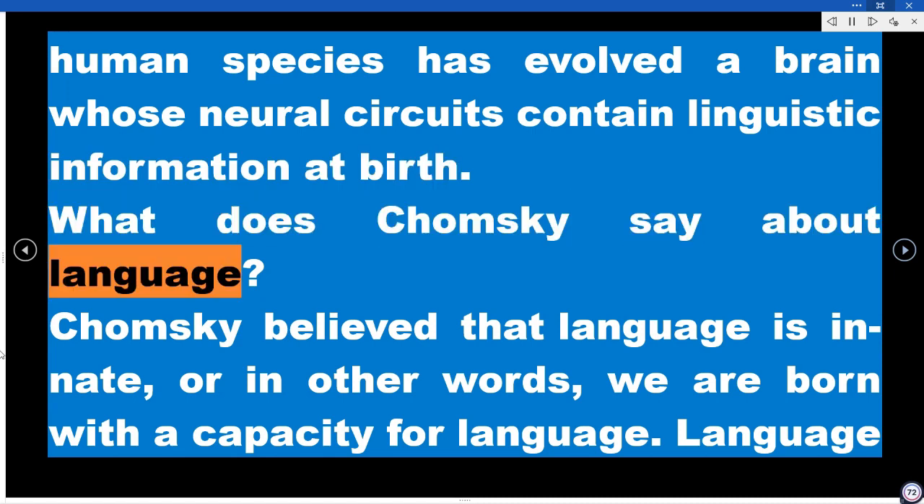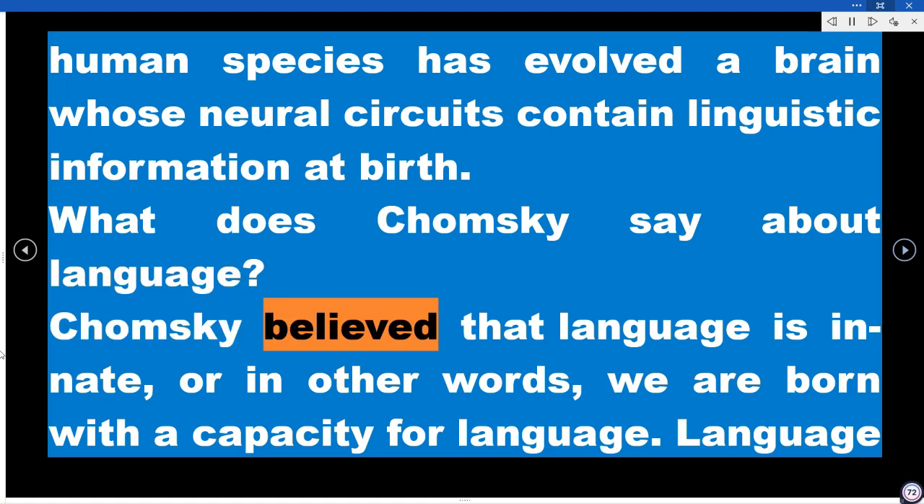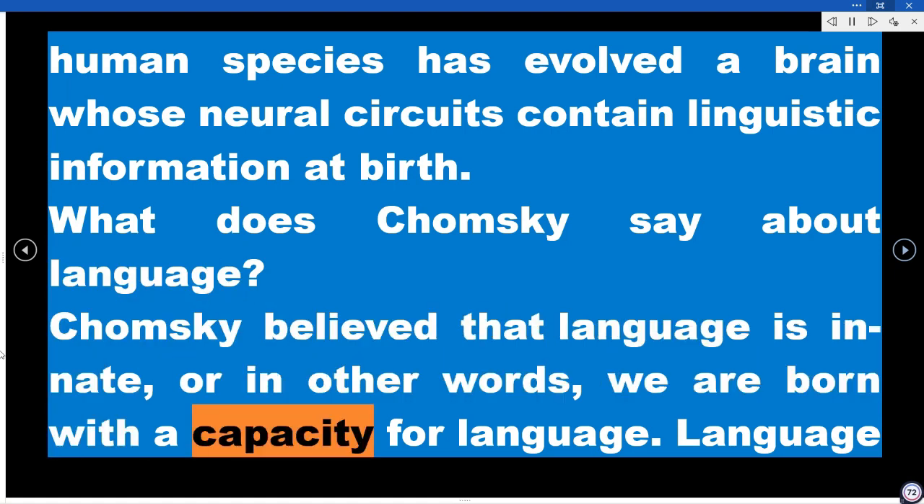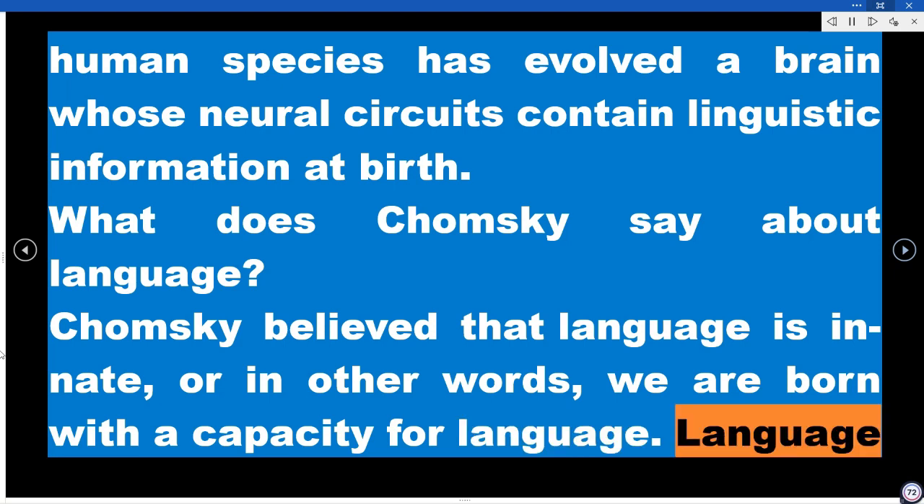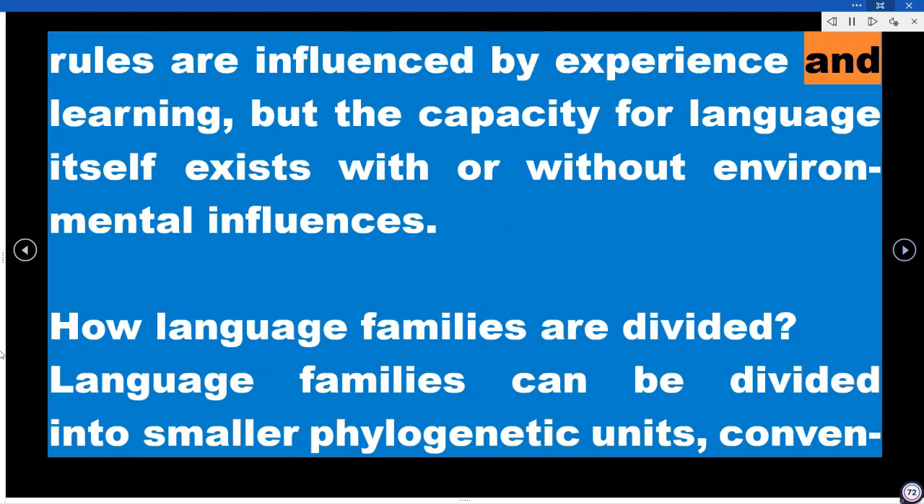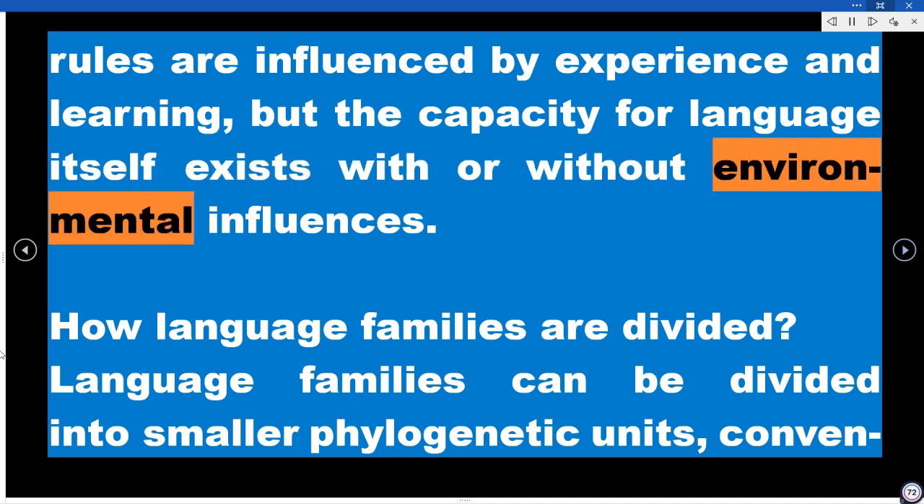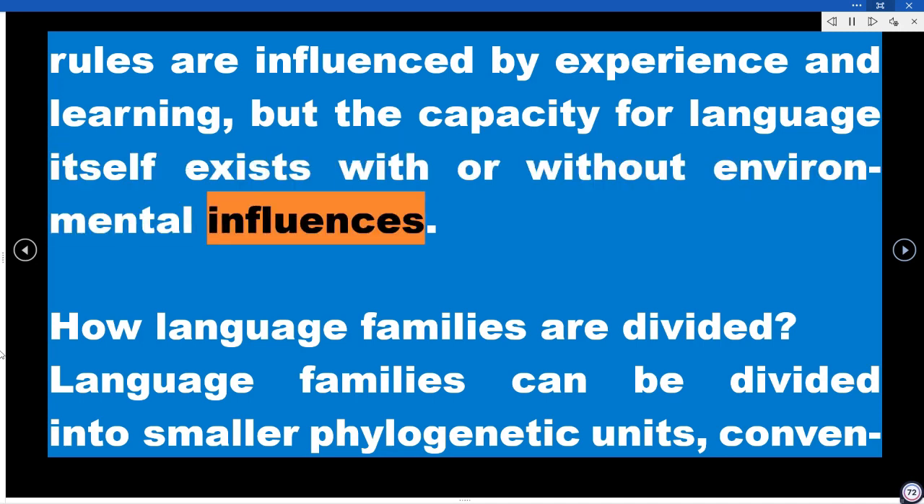What does Chomsky say about language? Chomsky believed that language is innate, or in other words, we are born with a capacity for language. Language rules are influenced by experience and learning, but the capacity for language itself exists with or without environmental influences.